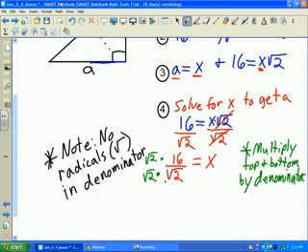Again, multiply top and bottom by the denominator to get rid of a radical in the denominator.